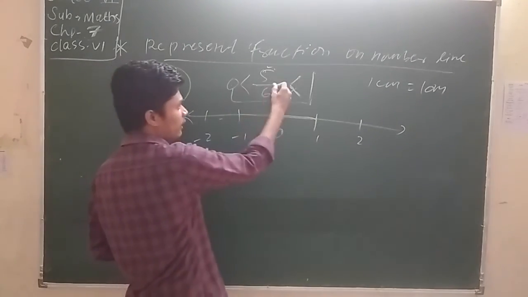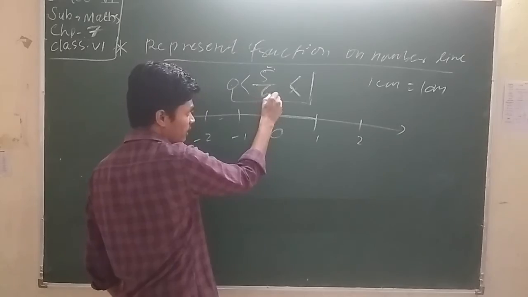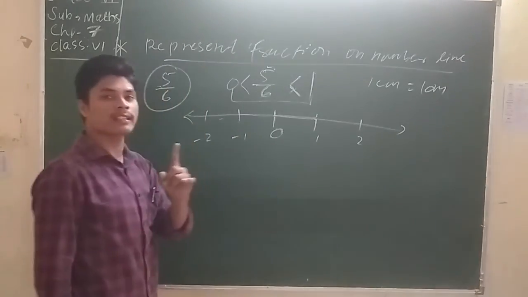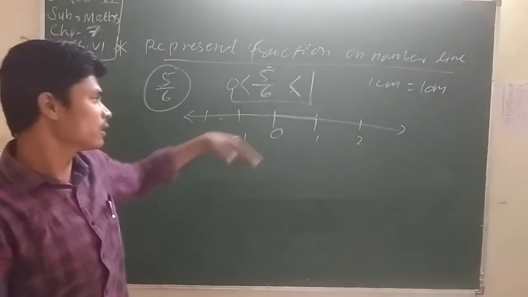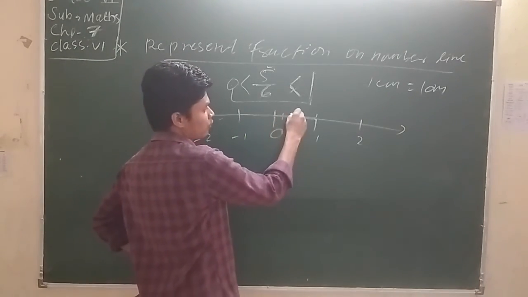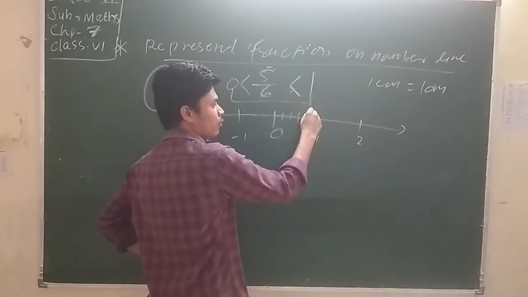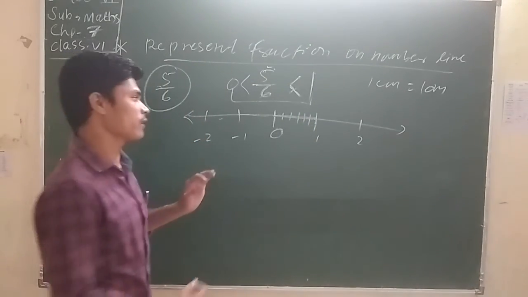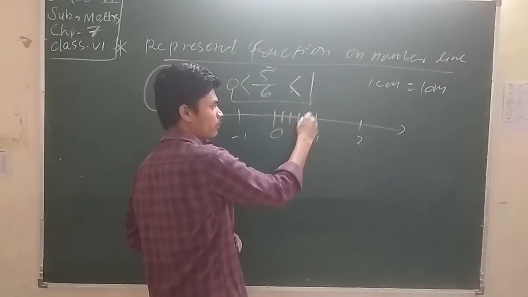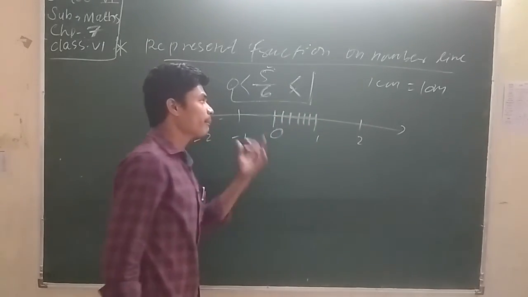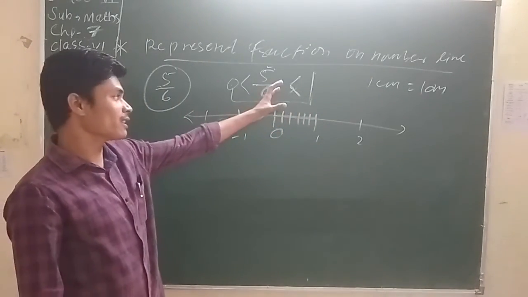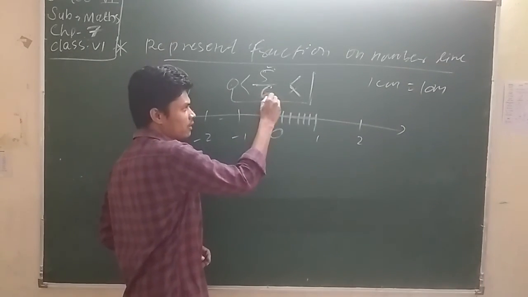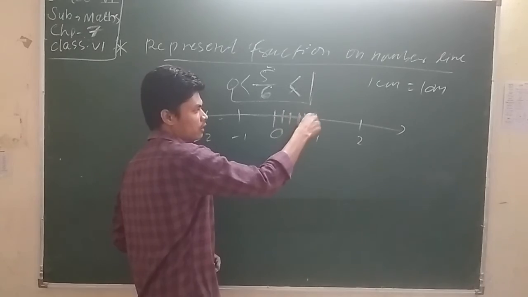Then how many parts do we equally divide 0 and 1 into? Here the denominator is 6. Then we divide 0 and 1 equally into 6 parts. 1 part, 2 part, 3 part, 4 part, 5 part, 6 part. Because a fraction is part of a whole, and the whole number here is 6. That's why it is divided into 6 parts.